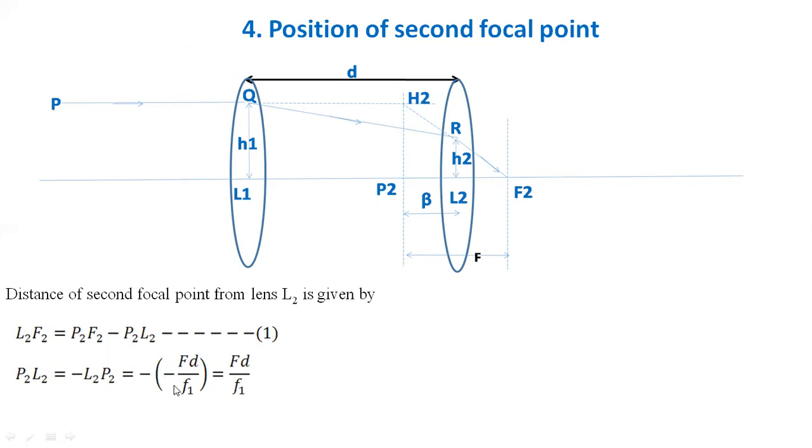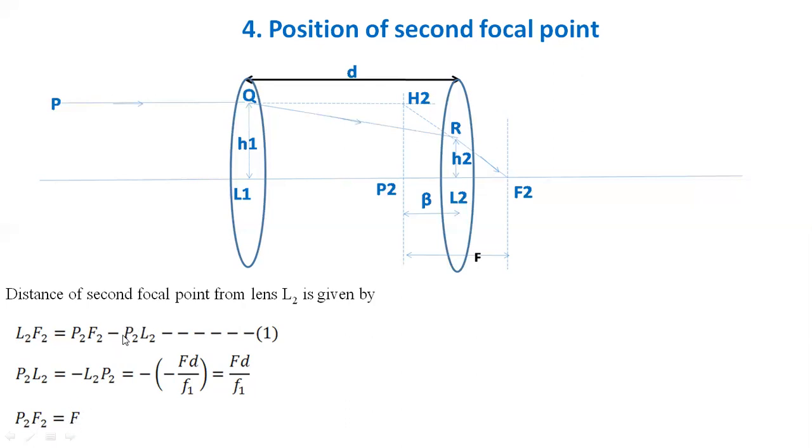Now we have to substitute the value of beta here. This is actually minus beta, that is minus into the value of beta. The value of beta is minus FD divided by F1. That's why I get a positive sign here: FD divided by F1. And we know the value of P2 F2. P2 F2 is equal to the equivalent focal length.